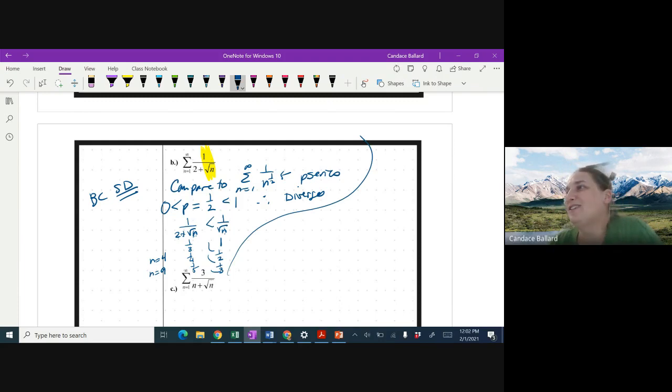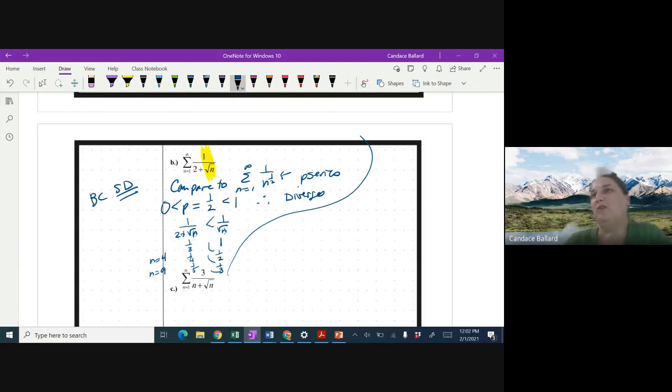Nate's loving this. We can compare to a different series. Okay, so maybe I didn't compare good enough. All right, so I'm going to choose a different series. It's either that or you have to find another test. Would you rather take the time and compare it to something else or do an integral test?